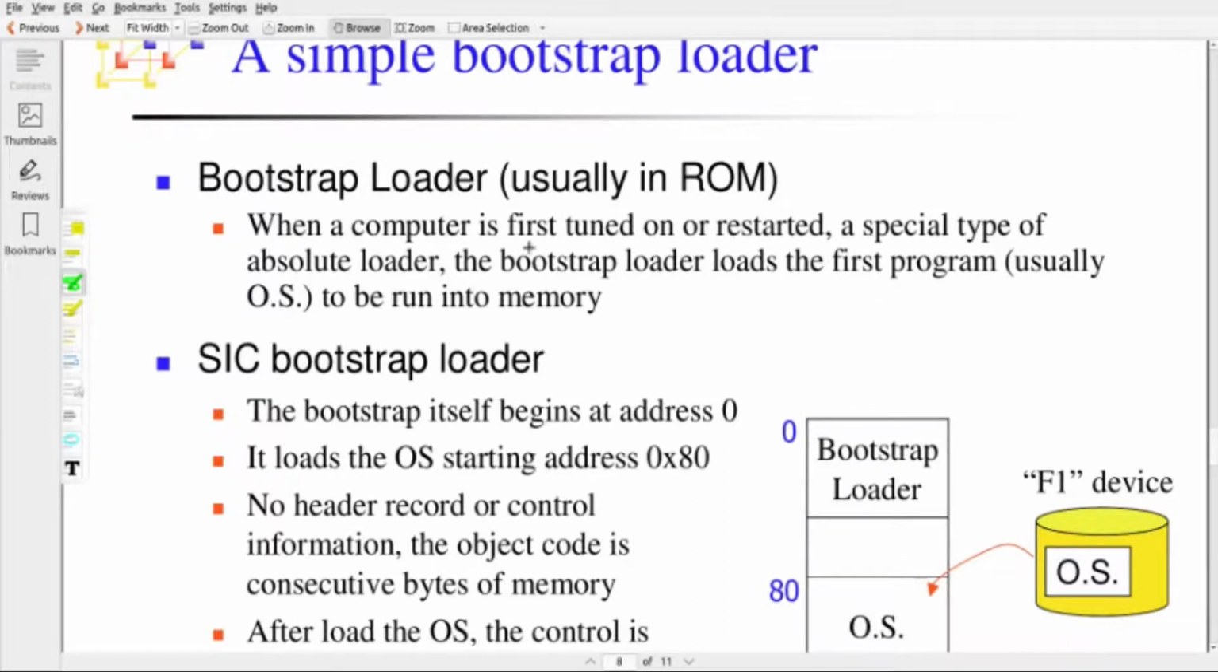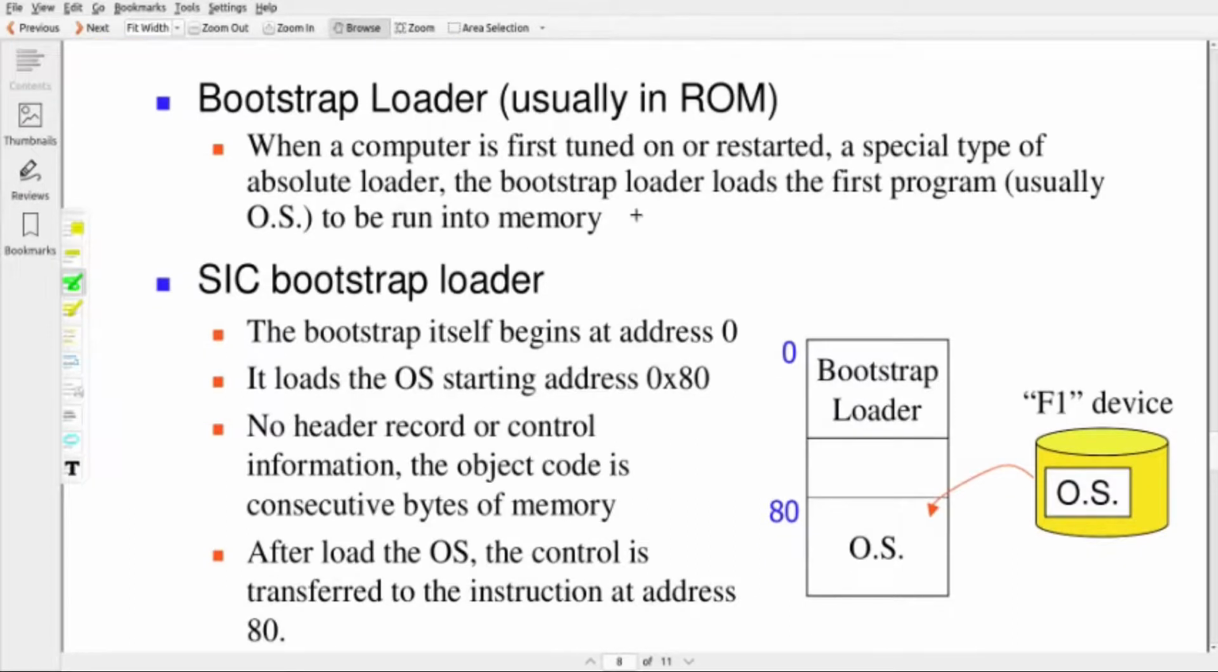Whenever a computer is turned on or restarted, a special type of absolute loader will work, and that is called the bootstrap loader, which will load the first program. That first program is called the loader of the operating system, to be run in the memory. Usually we know that our operating system is installed on a hard disk. So whenever we turn on or restart our system, this bootstrap loader will start first, and it will load into the memory starting from the 0th location.